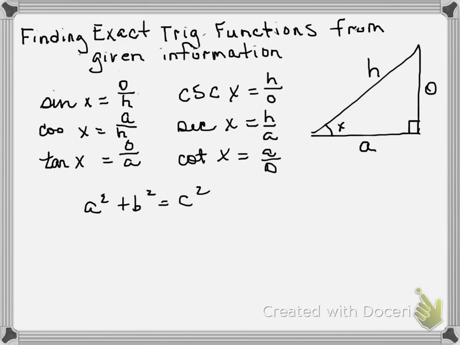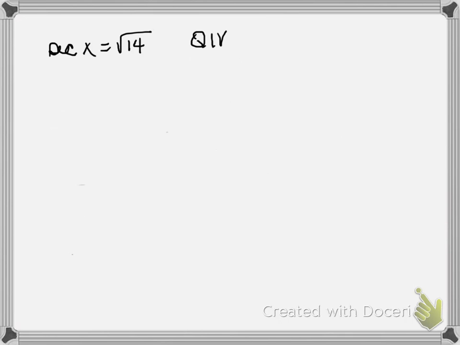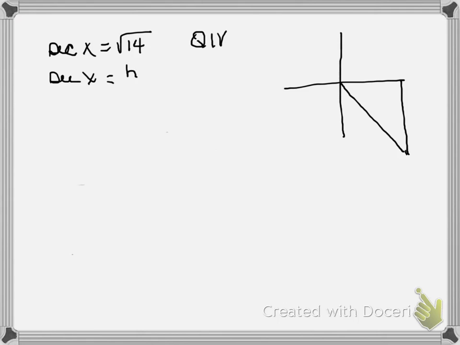So if you have secant x is square root of 14, and you're told you're in quadrant 4, I recommend you always draw it and get yourself a visual. So this is my angle. And secant x, remember, is hypotenuse over adjacent. So if it's square root of 14, it has to be square root of 14 over 1. So my hypotenuse is square root of 14, and my adjacent is 1. Now I'll have to calculate the opposite side.